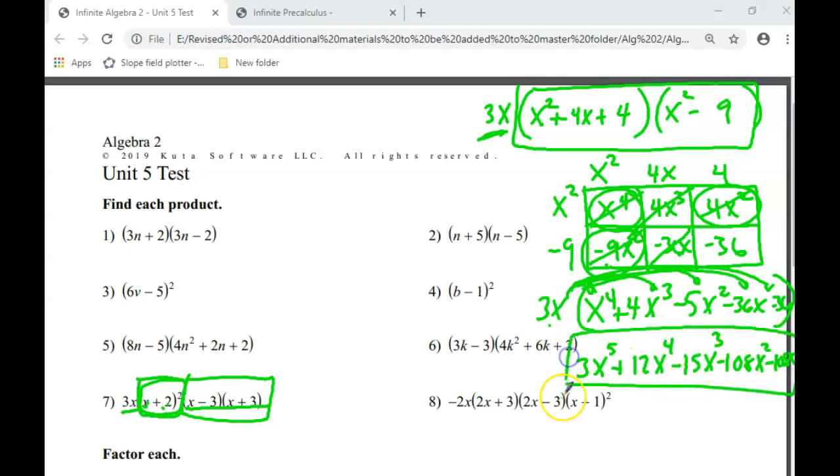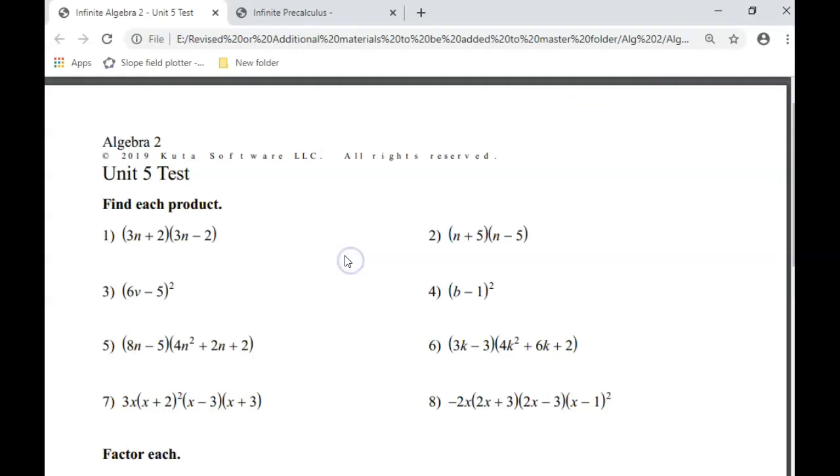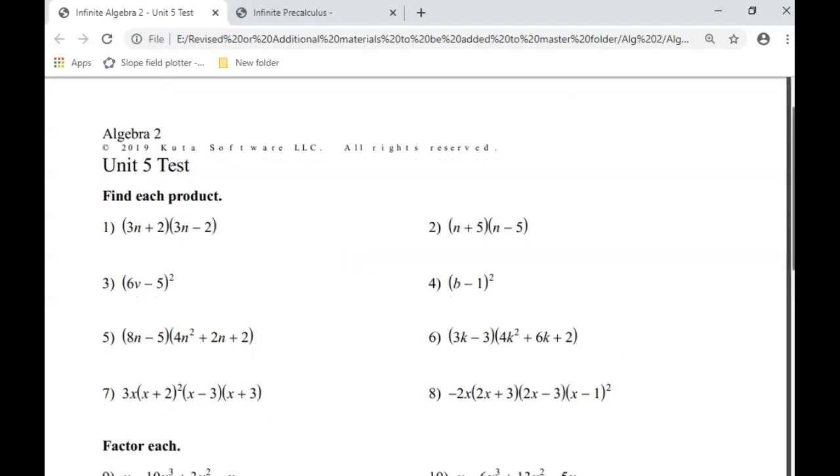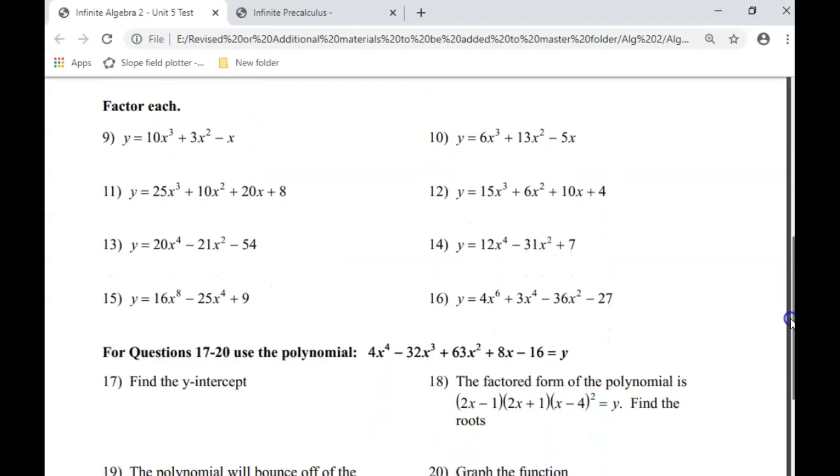There's our final answer. So that's multiplication of polynomials. You'll see a couple questions like that on our exam. Then we're going to move into some questions about factoring.